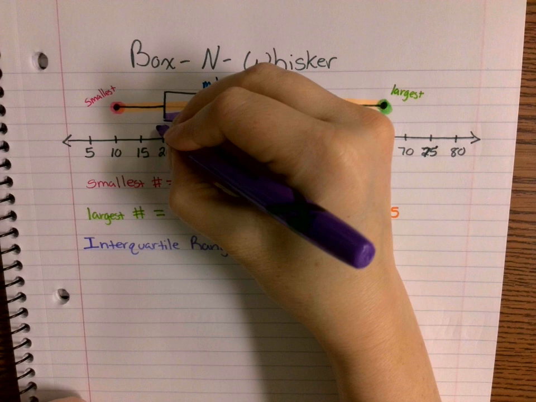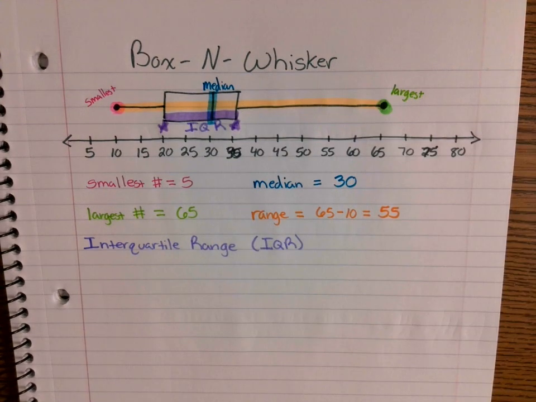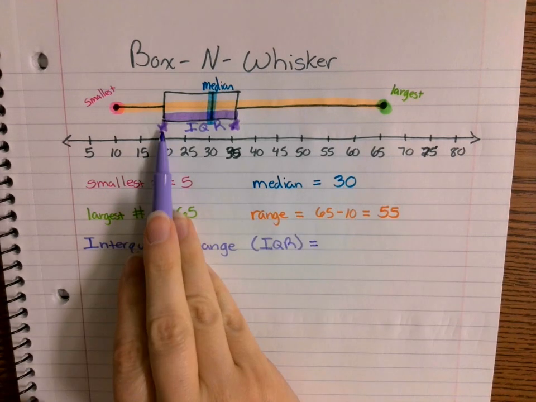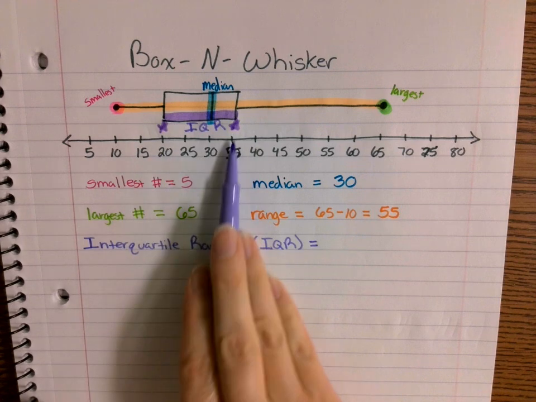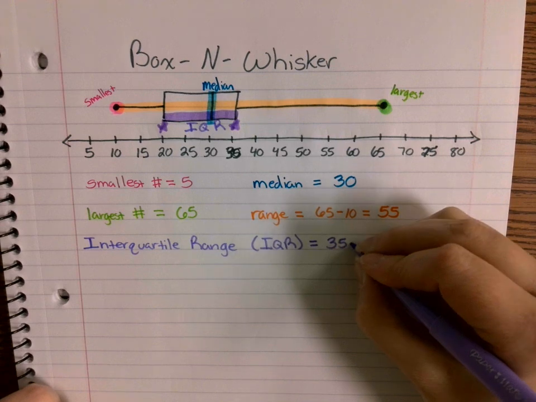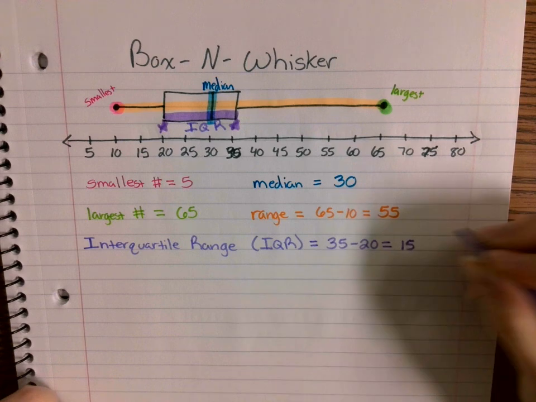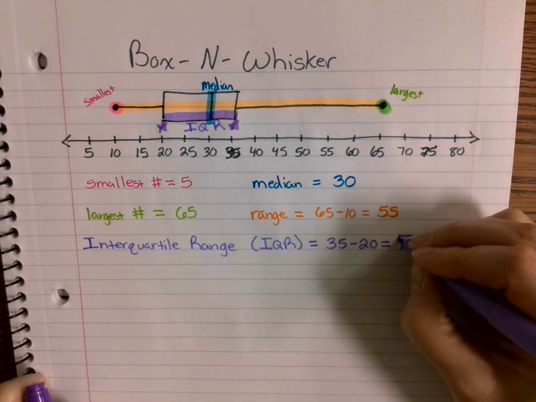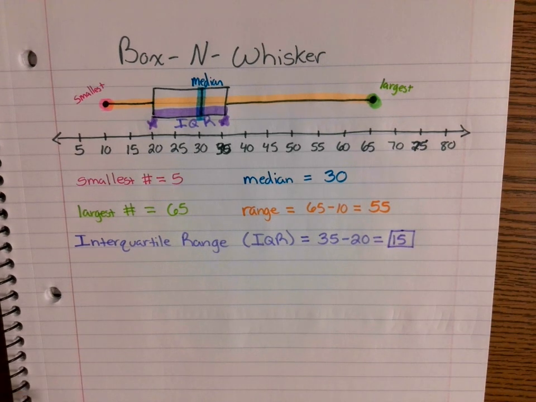So our box starts at what point? It starts at 20 and it ends at what? 35. So we can do 35 minus 20, and the interquartile range is 15. Interquartile range is going to be 15.